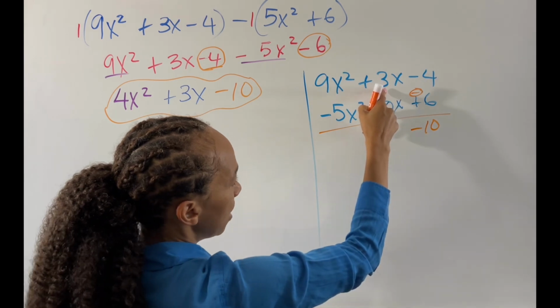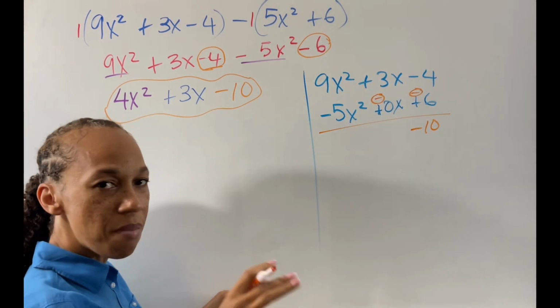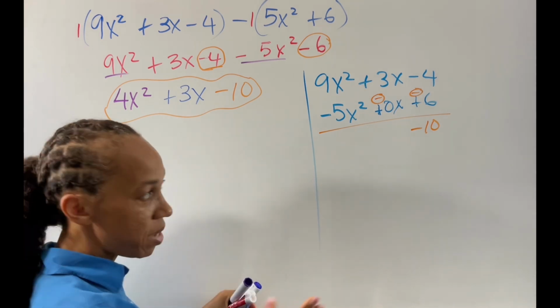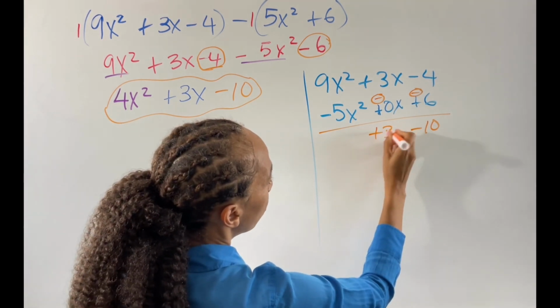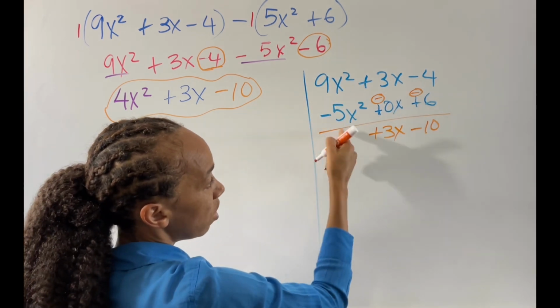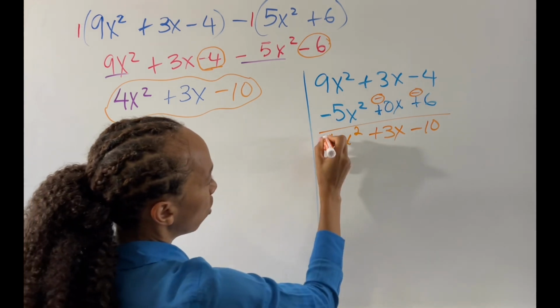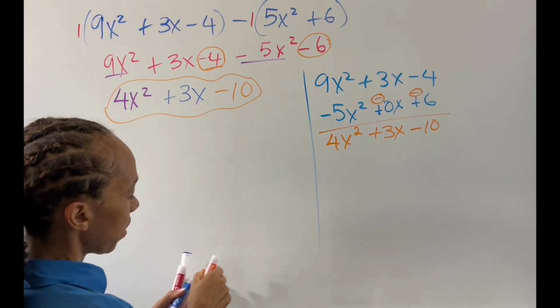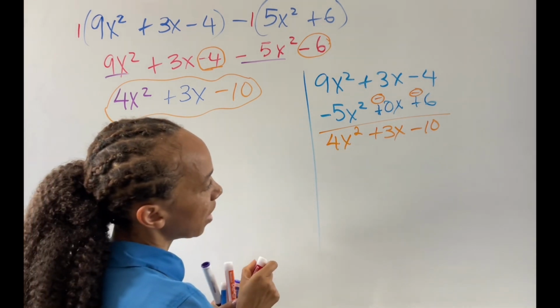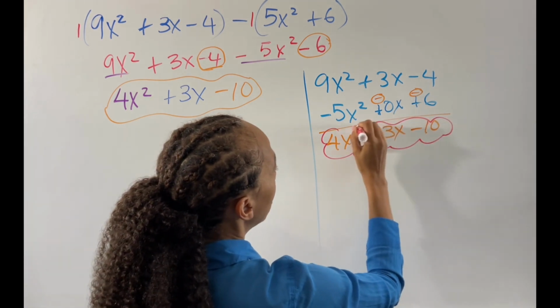This, you simply have 3x minus 0x. Obviously, any number minus 0 is still going to be that number, so it's going to be positive 3x there. And then you do the 9x squared minus 5x squared, which is going to be 4x squared. And that is going to be your answer. And I always tell my students, box your answer or put a cloud around your answer.